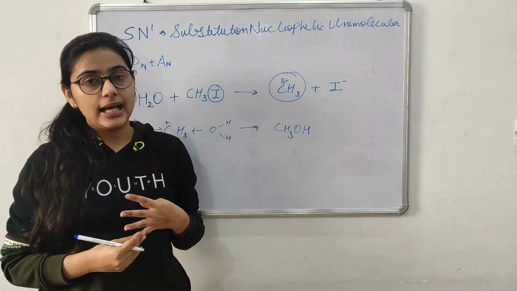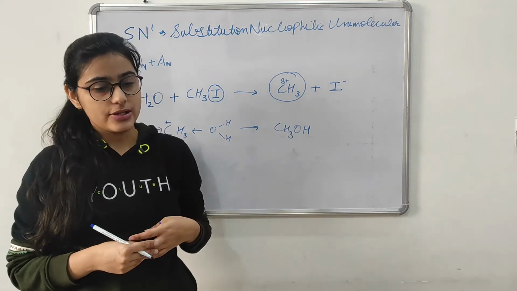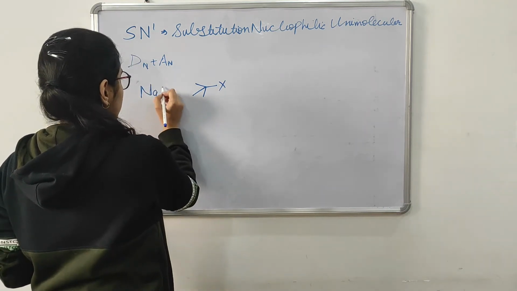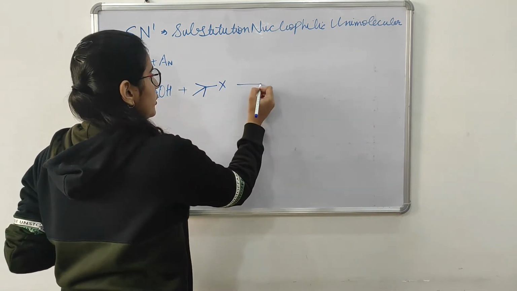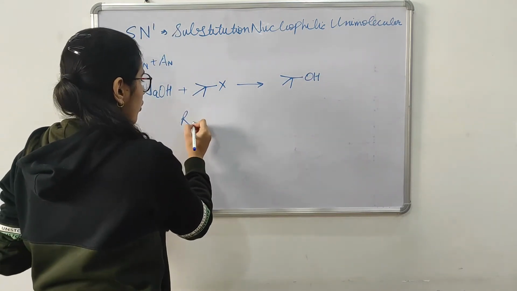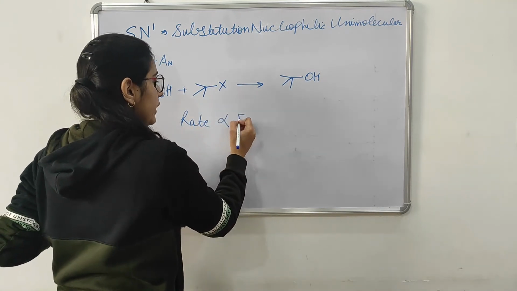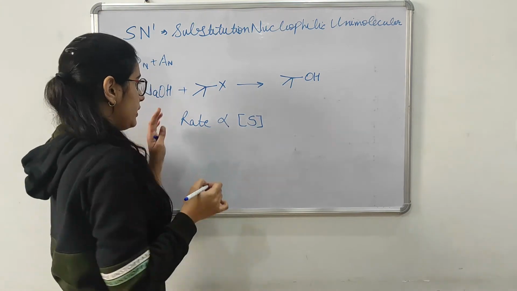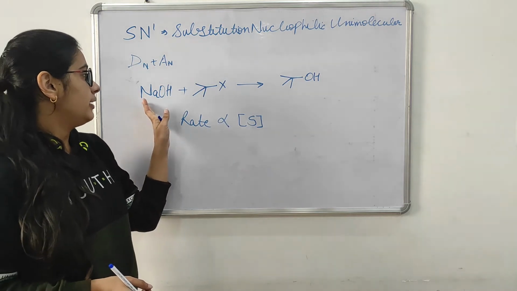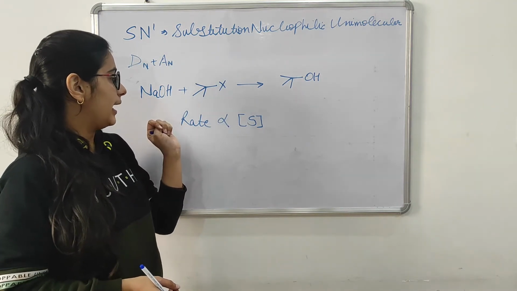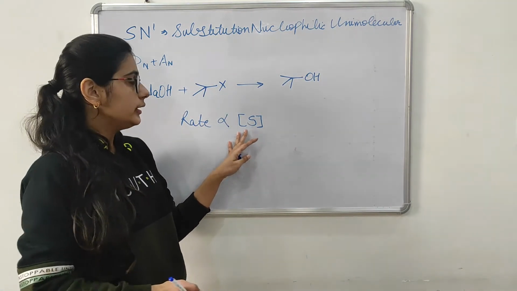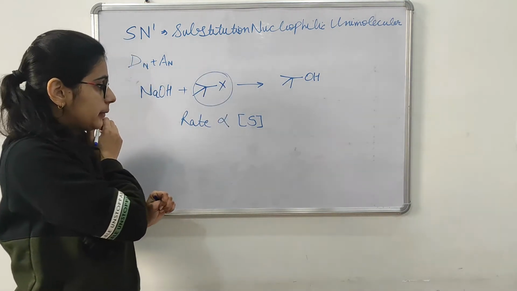Now we will try to understand the kinetics of SN1 reaction also. So suppose this is our substrate and this is our nucleophile. So here what we will get is this. So here the rate of the reaction will only depend on the concentration of the substrate. It will not depend on the concentration of the nucleophile. So when we increase the concentration of nucleophile, the rate of reaction will not increase, as it will only depend on the concentration of our substrate.